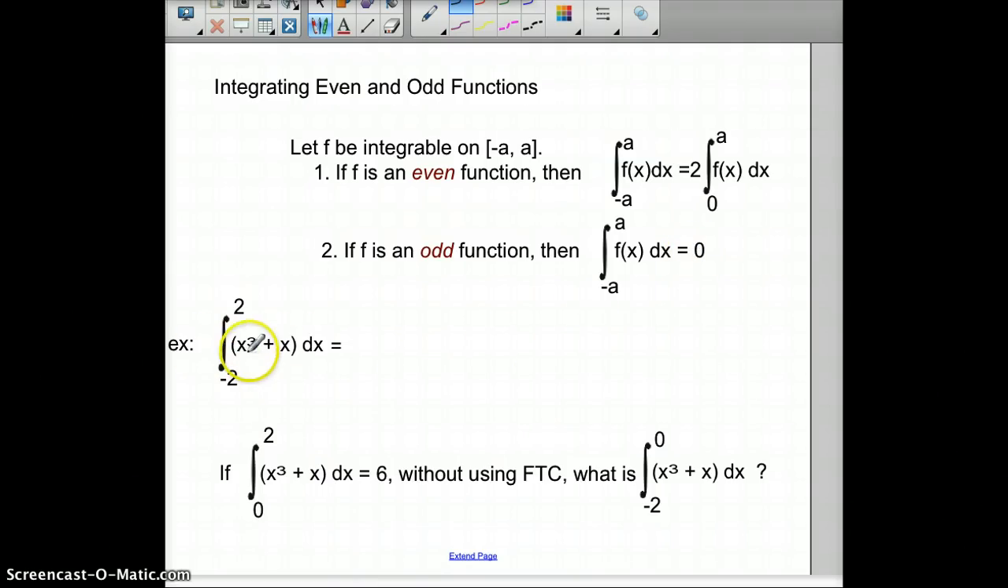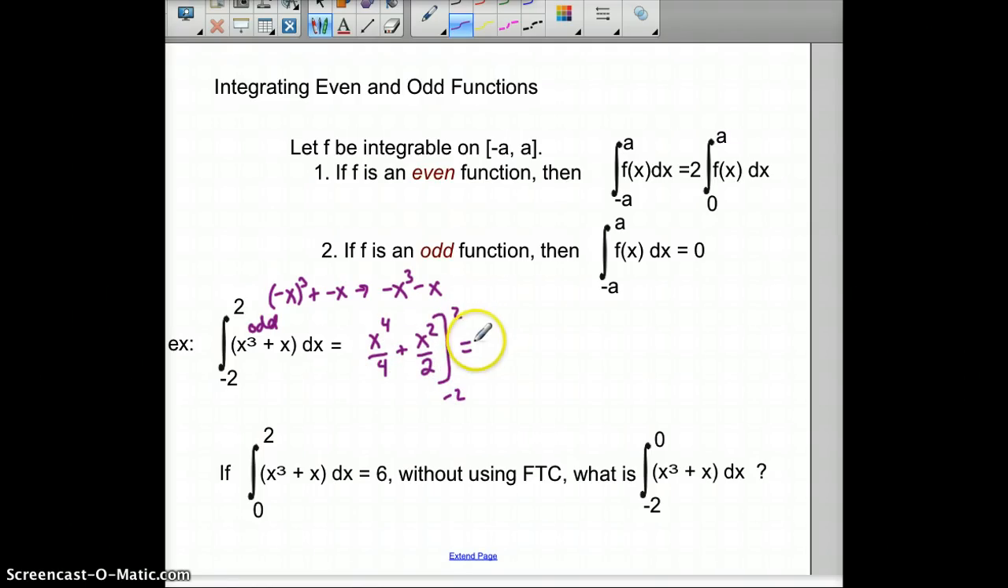Let's do an example. Is this an even or an odd function? Well, let's see. If we plug in a negative x, we're just going to check it here. If we plug in a negative x and cube it, and then put a negative x in for this x, what does that simplify to? The exact opposite of what we started with. So this must be an odd function. Okay, let's integrate it the old way. Just add 1 to the exponent, divide by the new exponent, add 1 to this exponent, divide by this exponent, and go from negative 2 to 2.